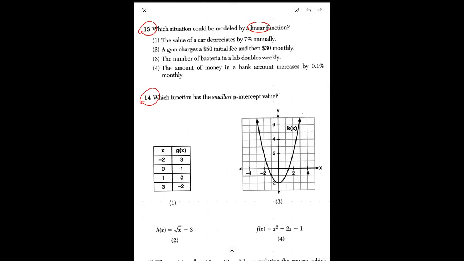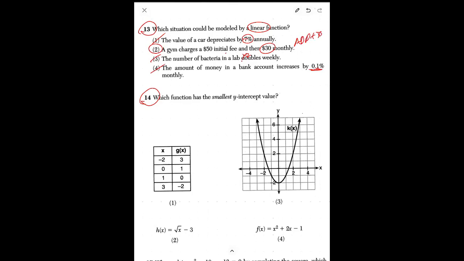So it's not number one, because it says 7%, which means multiplication. It is the second one, because it says the gym charges $50 initially, but then every month it goes up by $30. The number of bacteria doubles, so doubles is multiplication, that means times two, so it's not that one. And this one says the amount of money is increasing by 0.1% a month, so that is also multiplication. So the answer for this one will be number two, because it's addition. We're adding 30 every month.